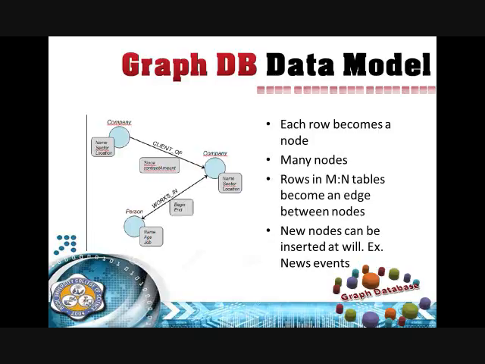And rows in many-to-many tables become an edge between nodes, or the relationship. For example, here we have a person connected to a company. We have a relationship of works in. And the company has properties: name, sector, location. Same with the person with the properties of name, age, and job. Looking at this example, it is very easy for us to add another node or other nodes in this model.